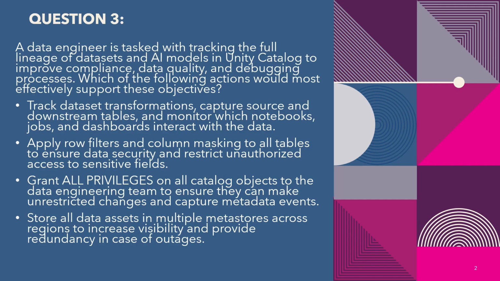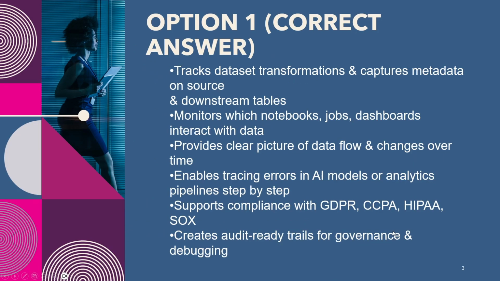Let's start with option 1. This one's really interesting because it hits right at the heart of data lineage. Tracking dataset transformations, capturing metadata about sources and downstream tables, and monitoring which notebooks, jobs, and dashboards interact with your data. This is exactly what gives you a clear picture of how data moves and changes over time.